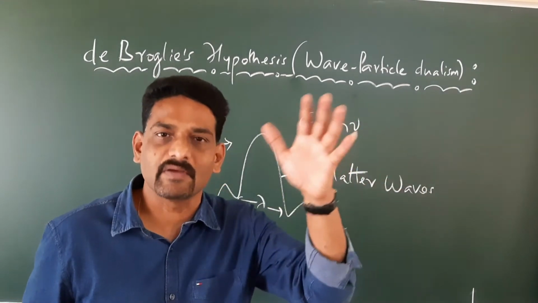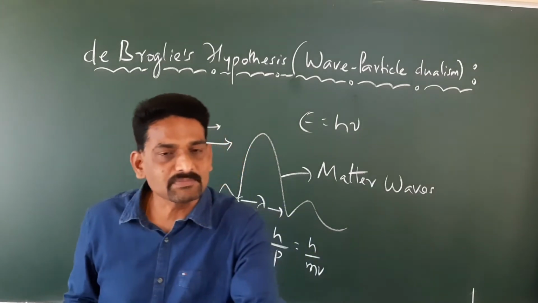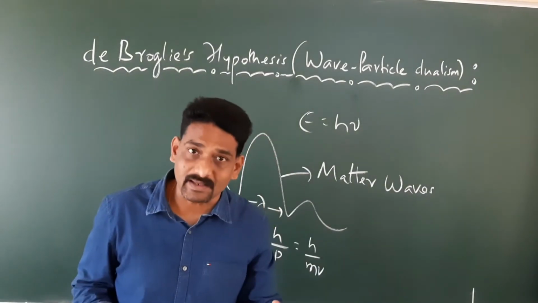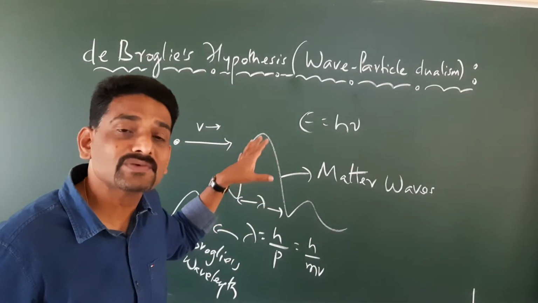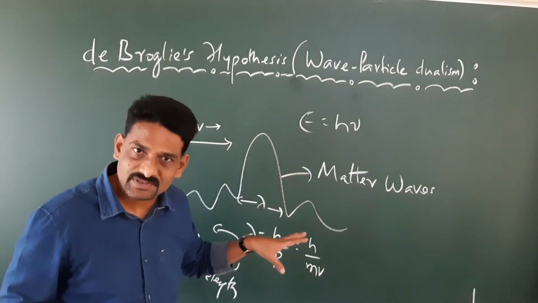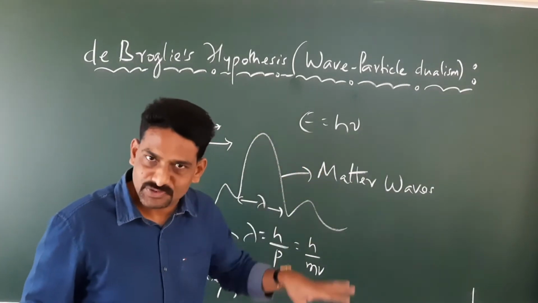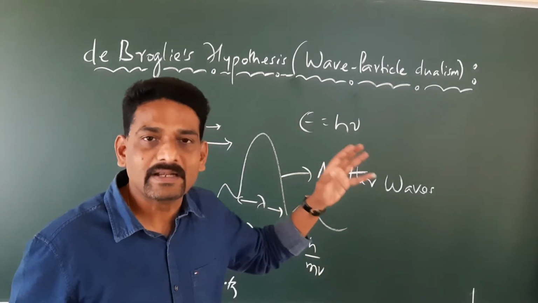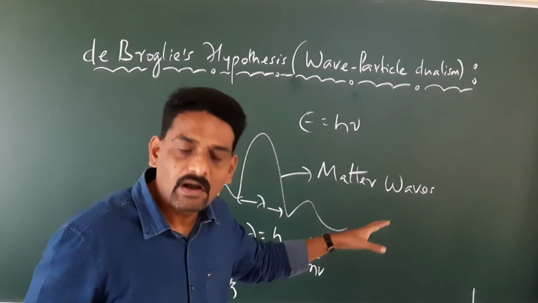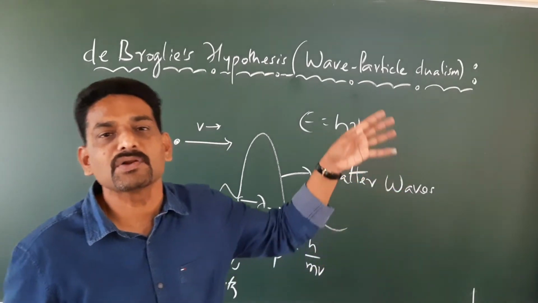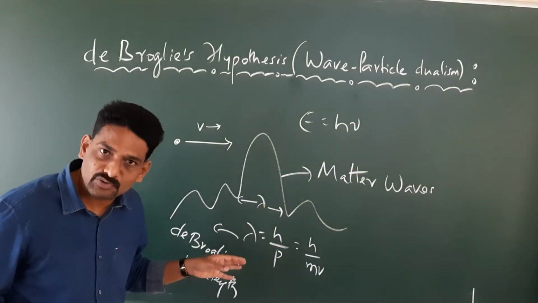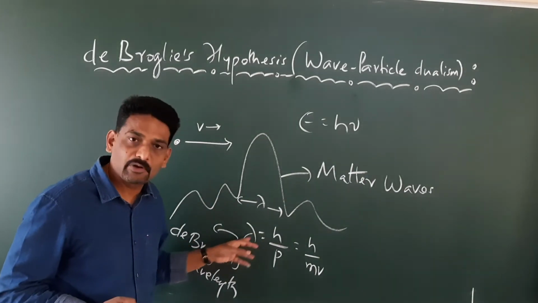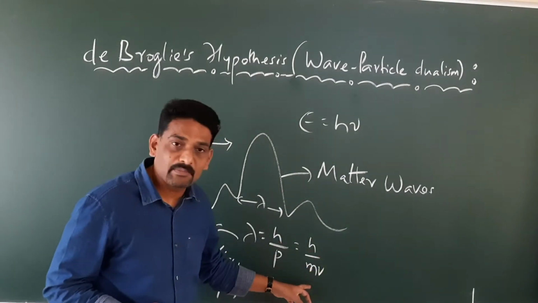It means a particle sometimes behaves like a wave and sometimes behaves like a particle. Based upon these things, de Broglie was able to give his hypothesis, known as de Broglie's hypothesis. Based upon that, he defined the matter waves, or the pilot waves, or the de Broglie waves, and he was able to give an expression for those waves by the equation lambda equals h by p or h by m into v.